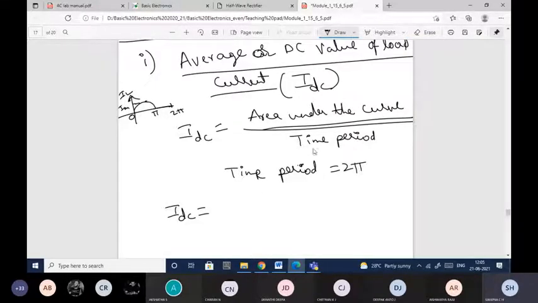Here I need to find the area under the curve from 0 to 2 pi. If I want to find the area, I need to know the equation representing this particular waveform. It is Im sin omega t. Let me write the load current IL d omega t divided by the total time period, which is 2 pi. So I need to find the area under this IL curve, the area under this load current divided by the time period.